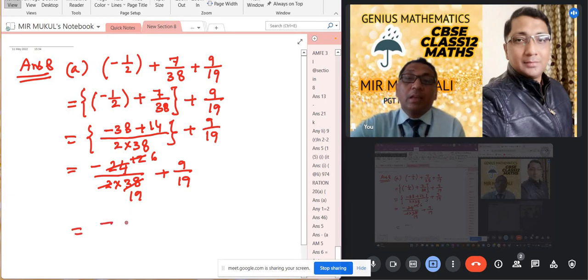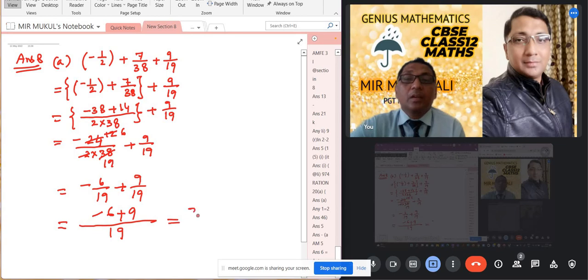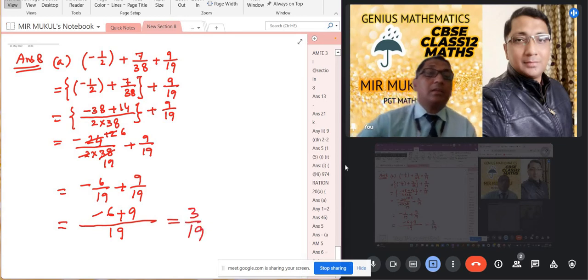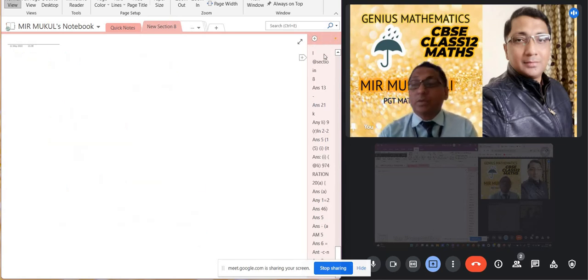So this we are getting minus 6 by 19 plus 9 by 19. So clearly 19 and 19 both are same. So 19 we can write, that is also another way, minus 6 plus 9. So here we are getting 3 by 19. So if denominator same, then 19 you will write once. After that, minus 6 and 9 we can add. So this was question number 8.